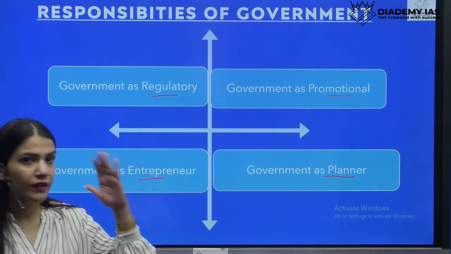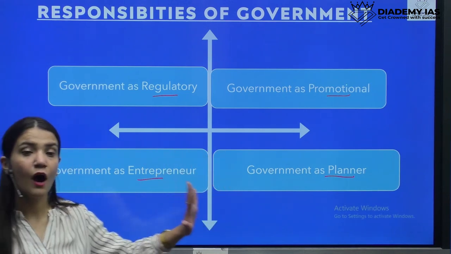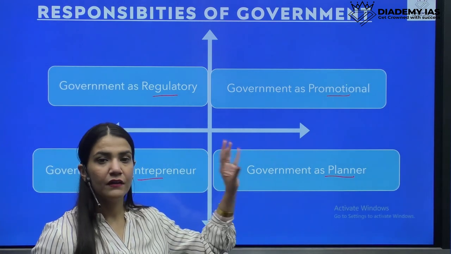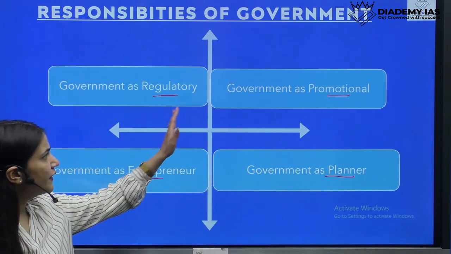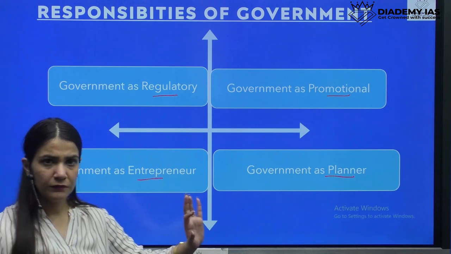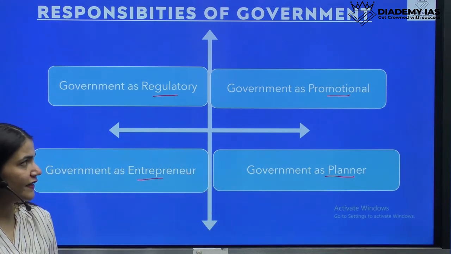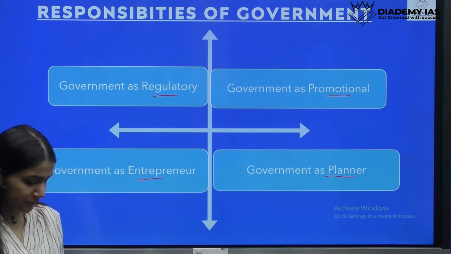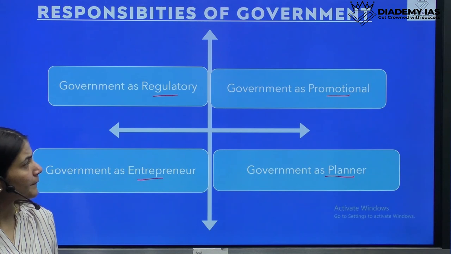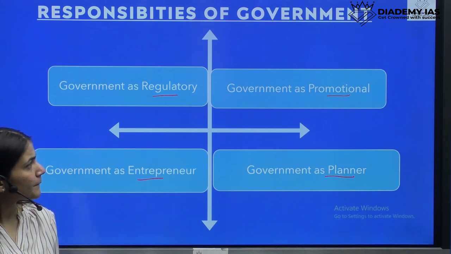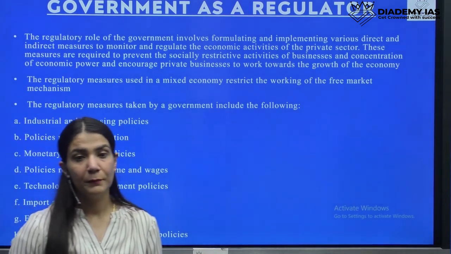The previous ones were a detailed understanding. This is categorical, where you will understand how the government plays a role and controls the entire business world, right? I'm going to explain all four one by one. Just go through them and then you will be able to understand it in a better way. So I'll begin with government as a regulator.